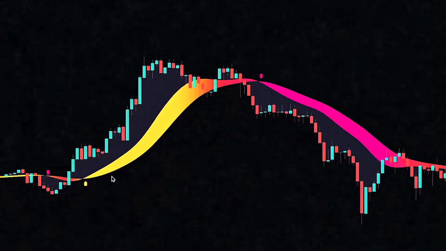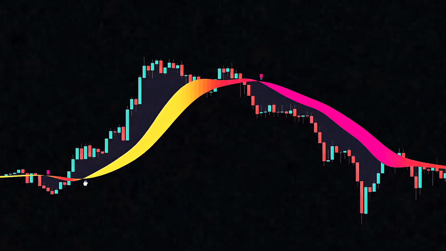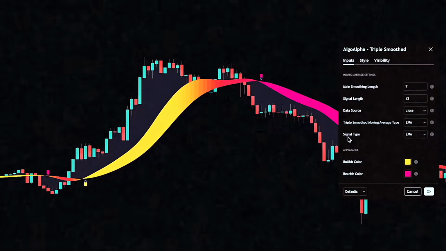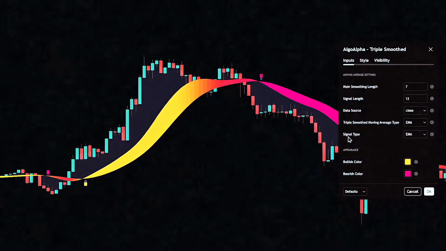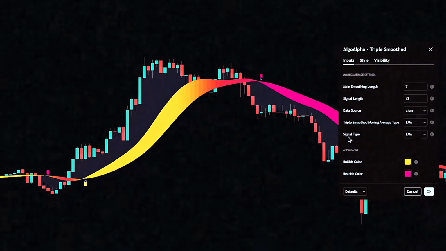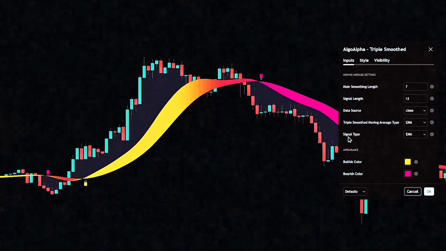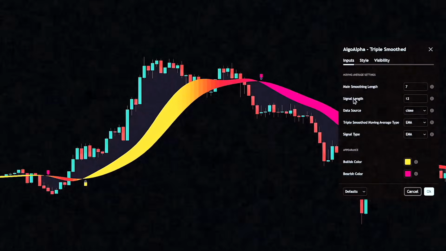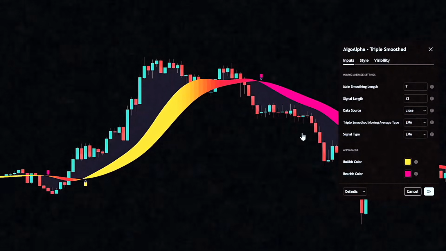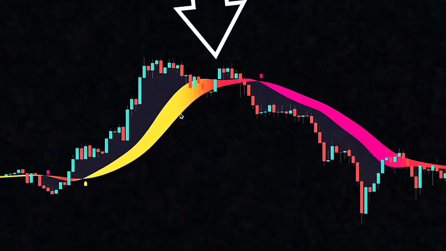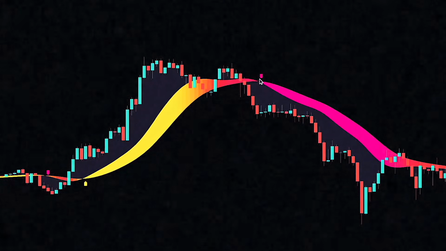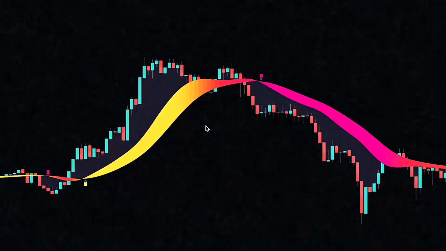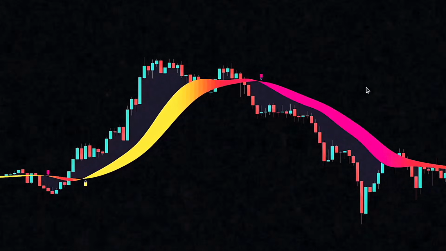After this triple smoothing is done, the indicator calculates a signal line by smoothing the triple smooth moving average further with another moving average. Then it calculates the normalized distance between the triple smooth moving average and this signal line over a specific period. This normalized value is what generates the dynamic color gradients and fills on your chart, giving you immediate visual insight into both the strength and the direction of the current trend.